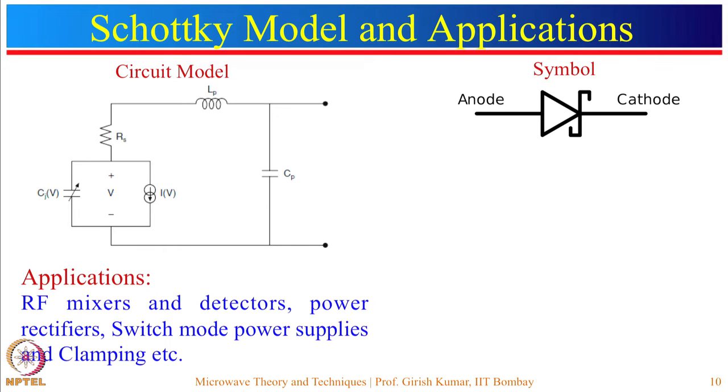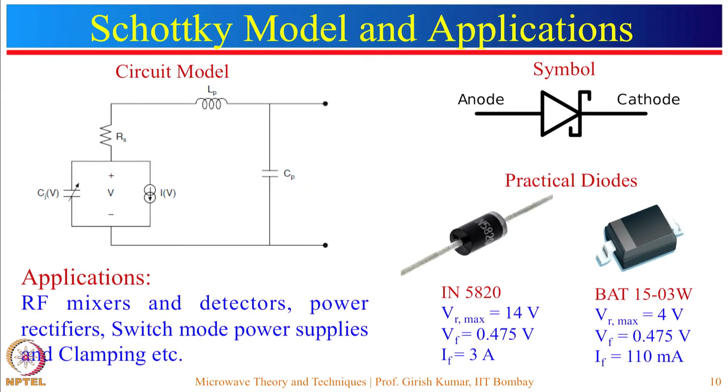If I talk about the applications, the applications of the Schottky diode are similar to the PN junction diode. They are used in RF mixers and detectors, power rectifiers, SMPS and clamping, etc. Now, again here I have taken the example of two practical diodes. This one belongs to the power diode, as you can see from the current and the voltage rating, and this one is more suitable for switching applications. So, one should choose the diode according to the application.